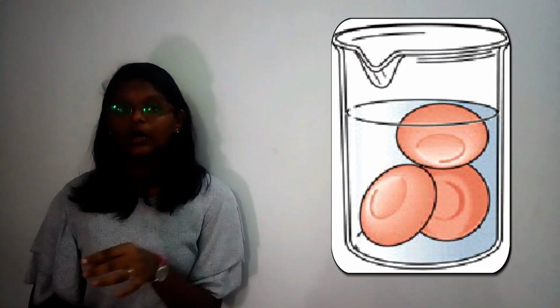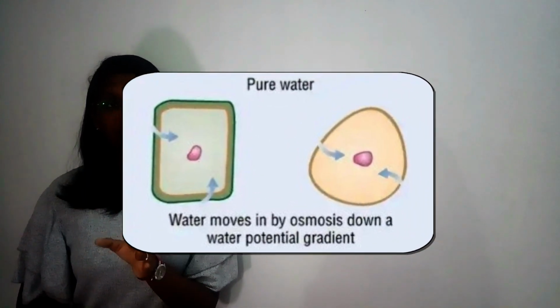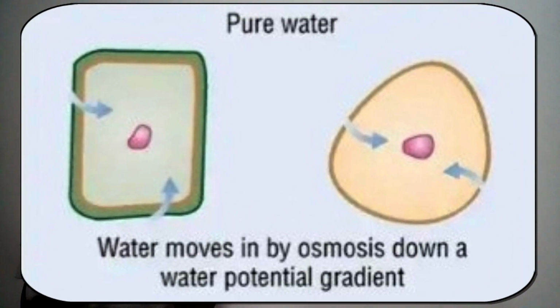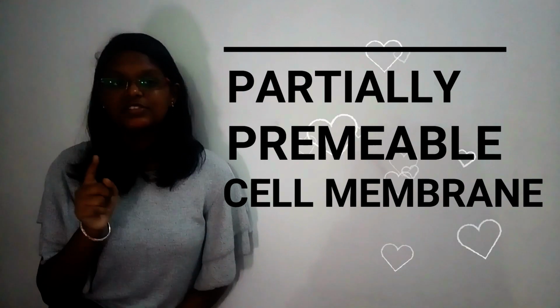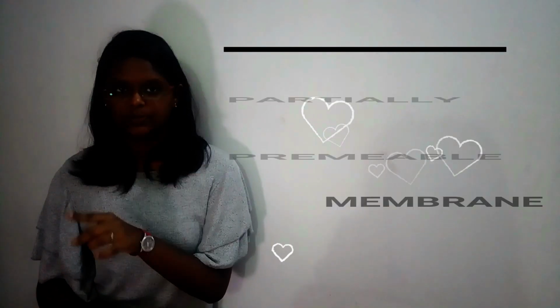So, if we take a beaker of sugar solution wherein the water potential is higher than the water potential inside the cell, then by osmosis, water enters the cell through the partially permeable cell membrane. Note, partially permeable cell membrane, causing the cell to expand. But there is a small difference in plant cell and animal cell when this process takes place.